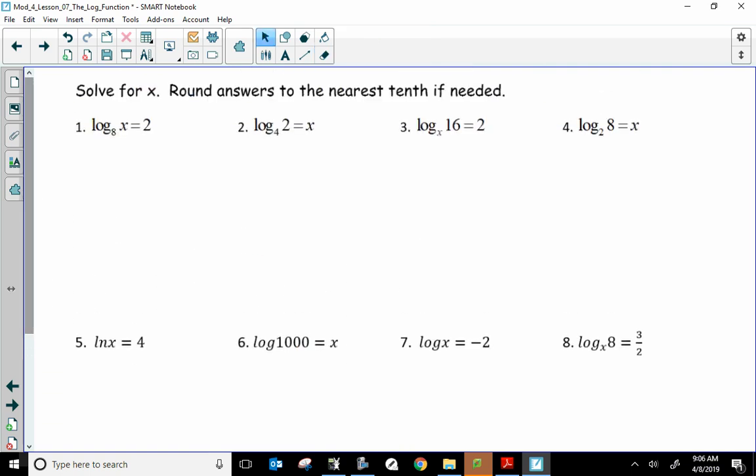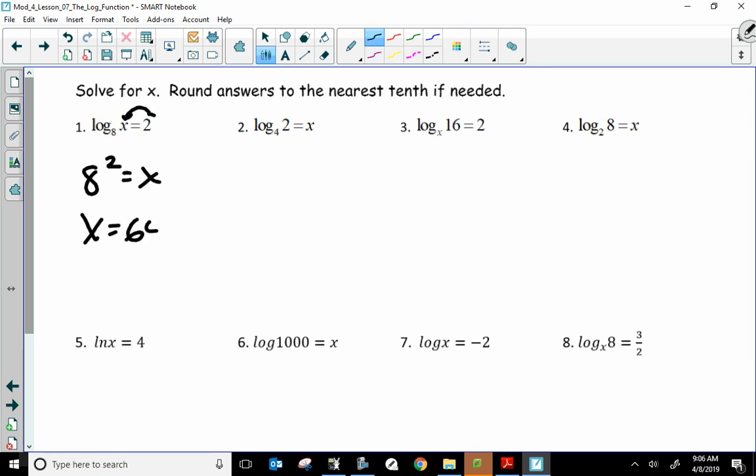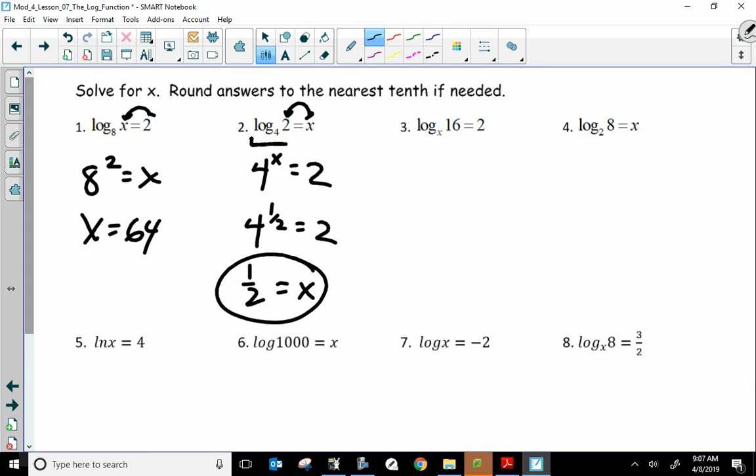That's 8 squared equals x, because I switched these two. x equals 64. Beautiful. I switch these two here. There's a 4 to the x equals 2. Well, I know it's the square root of 4, and square root as a fraction is 1/2. So 1/2 equals x. I can also put this right in the calculator and hit enter, and I would get 1/2. In fact, that's how you should do it.